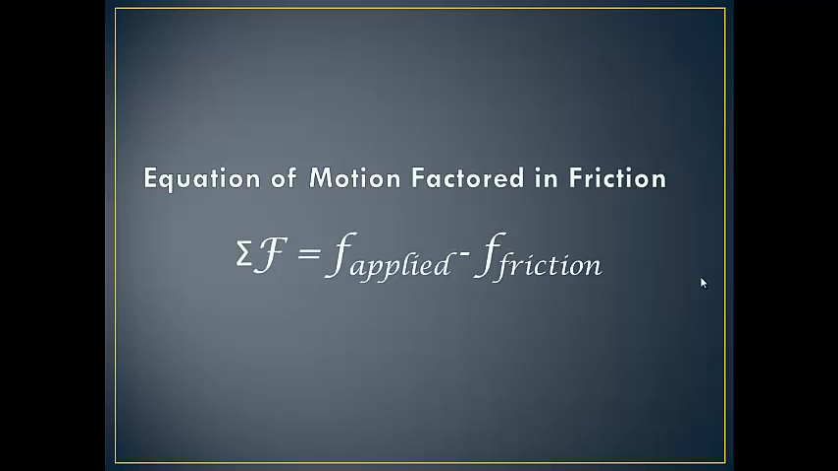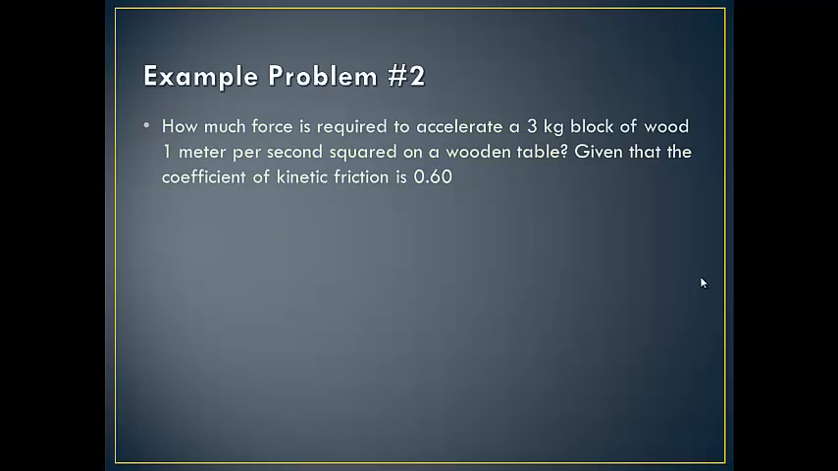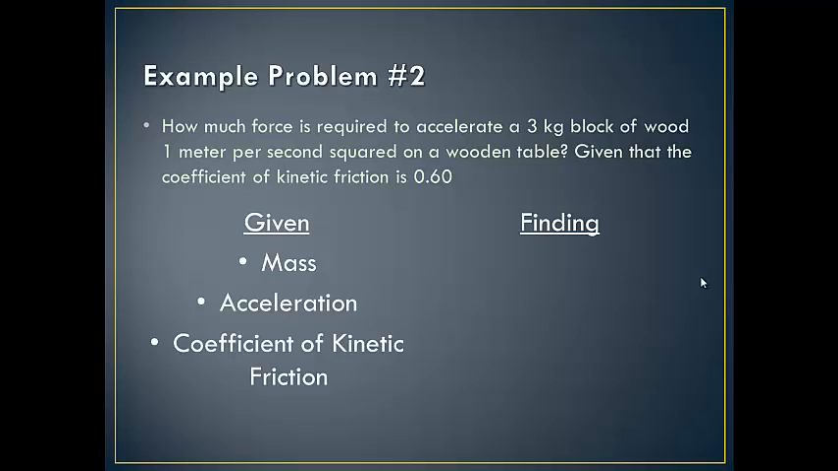Now that we know this formula, let's move on to our second example problem. How much force is required to accelerate a 3 kilogram block at 1 meter per second squared on a wooden table, given that the coefficient of kinetic friction is 0.6? Again, let's assess what is given and what we are finding. We are given mass, acceleration, and the coefficient of friction. We are finding net force.